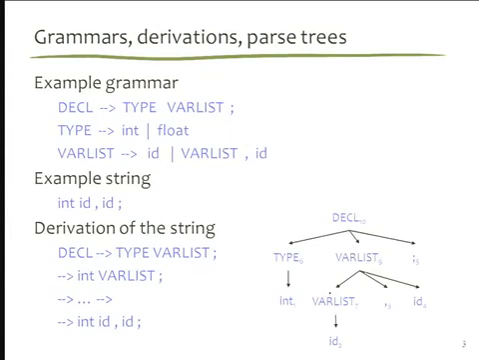Here I rewrote type into int, and then I presumably started rewriting var list into this list of 2 identifiers. Could I reverse the order? Could I first change the var list into a list of identifiers, and then at the very end turn the type into int? I could. So indeed, different sequences of these derivations could produce the same parse tree.